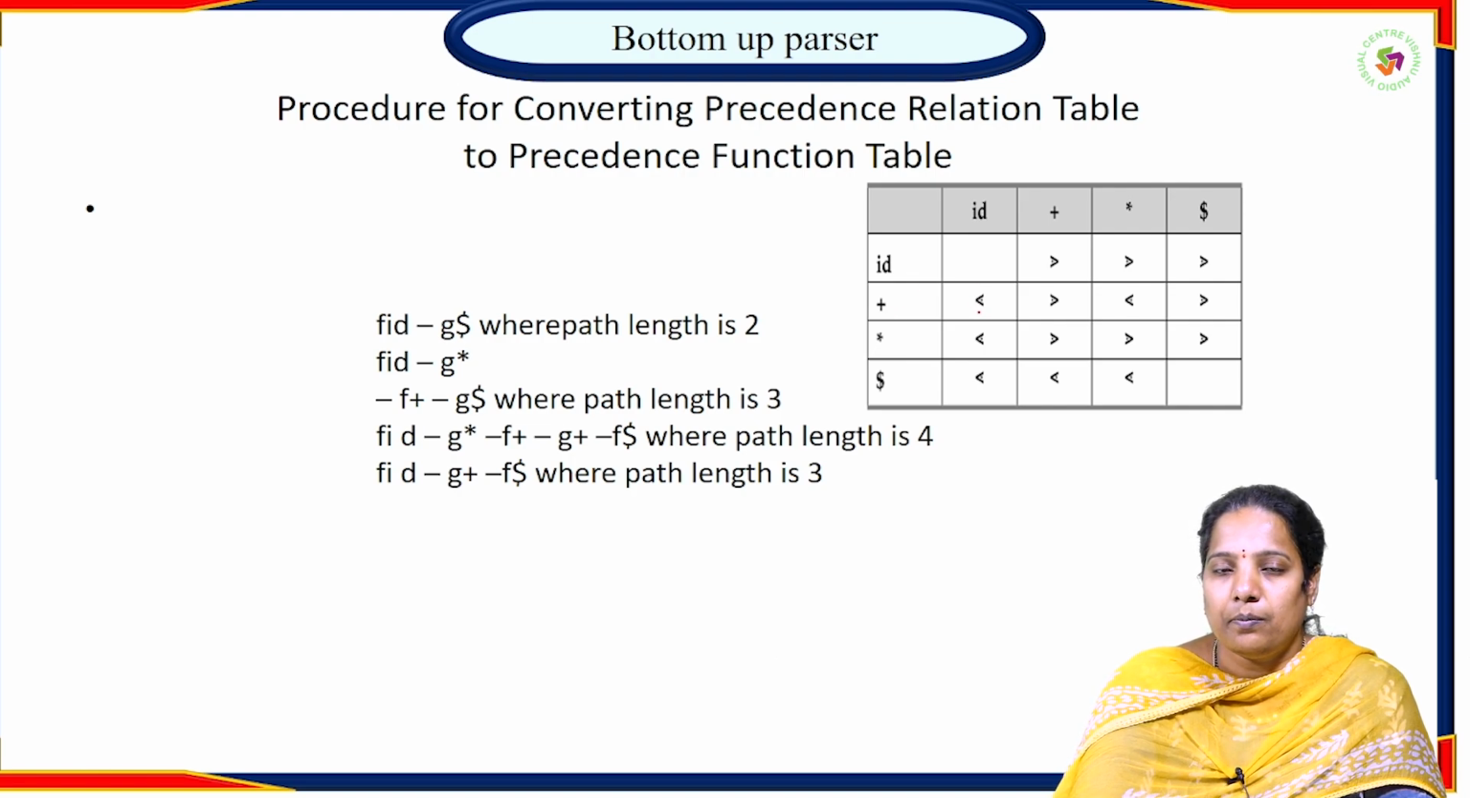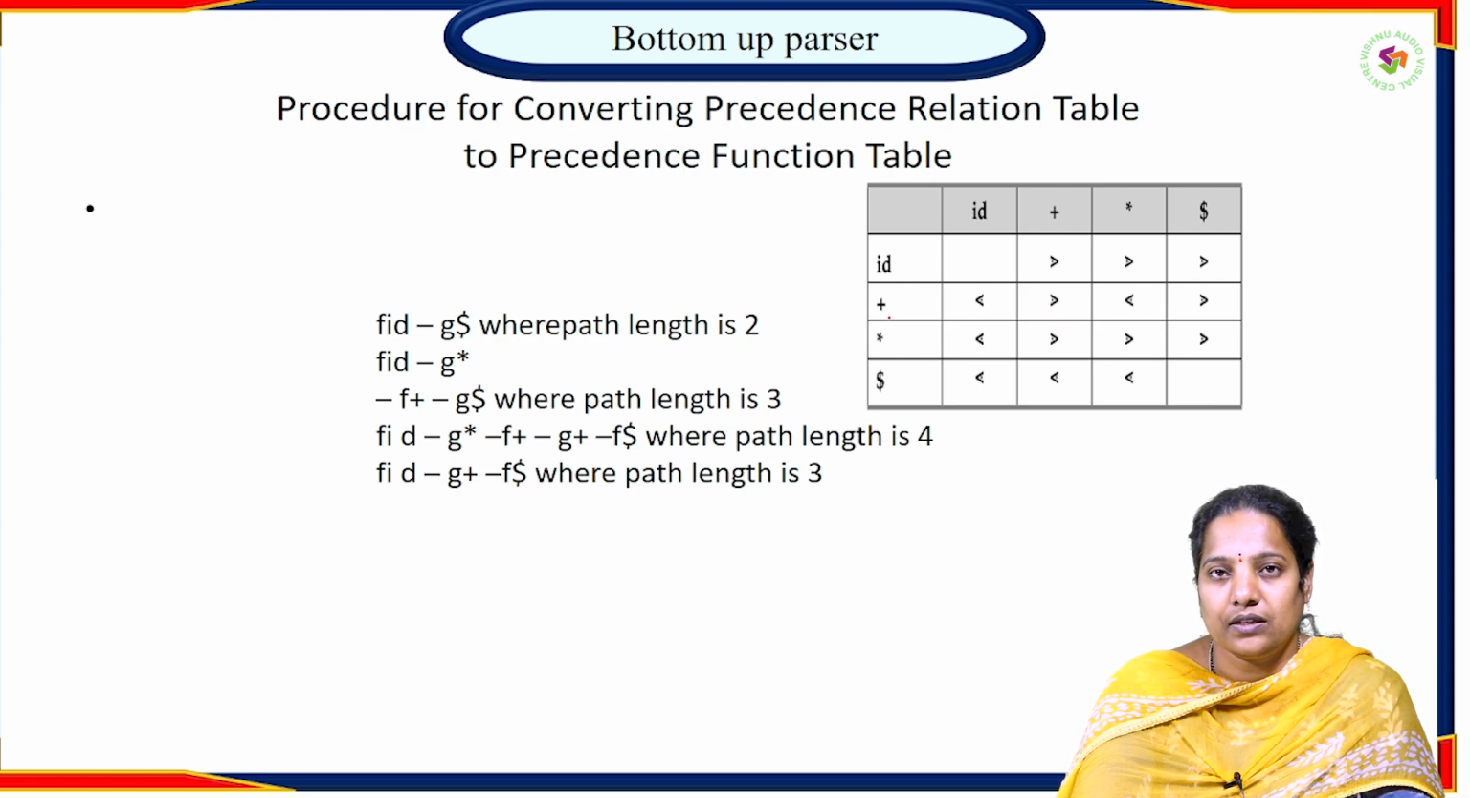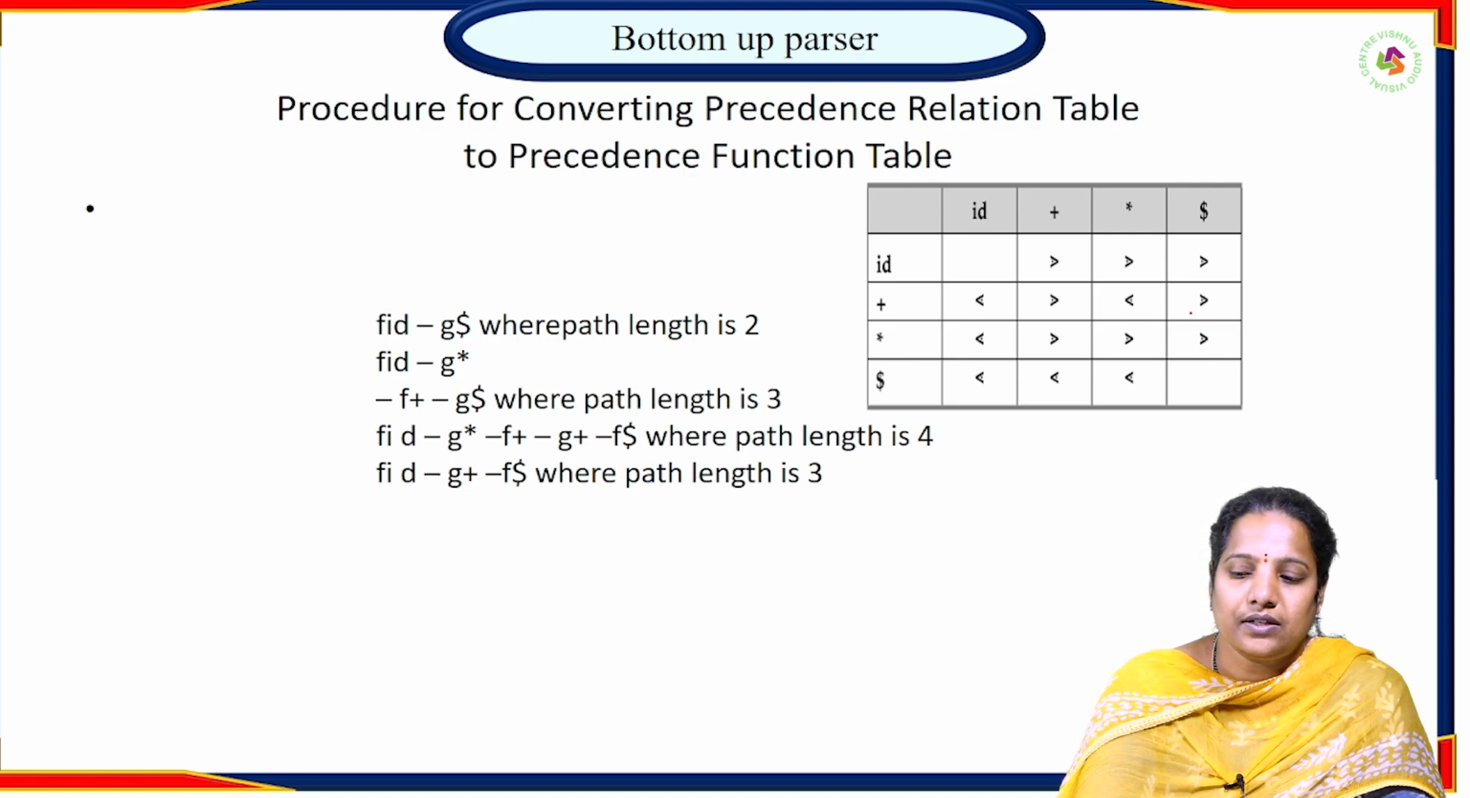Next, plus and ID. Plus is having lesser precedence. Plus on plus. When we observe this particular cell, plus on plus, the left and right operators are having equal precedence. When these two are having equal precedence, we need to go for associativity rules. Leftmost plus is having greater precedence than rightmost, then first place is greater than second place. Next, plus on star. Plus is having lesser precedence than star. Plus is having higher precedence than dollar.